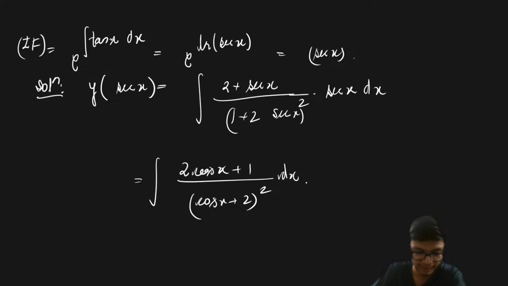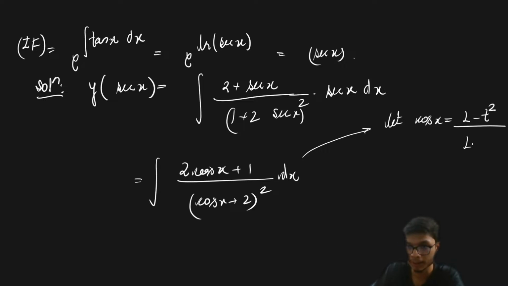Now let us assume cos x in terms of (1 minus t square) by (1 plus t square). Now there is a reason for doing this. You can always proceed with this question with the normal procedural way, but I am doing it in a slightly different way. So if you do this, you'll find out this.